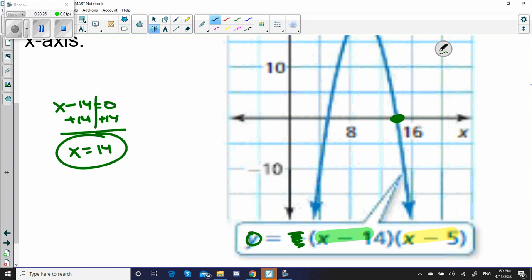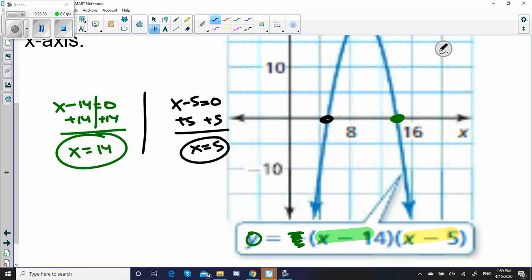And then if I switch colors, the other one is x minus 5 equals 0. So that one is 5. And you can see it's that one right there. So these answers actually mean something. They're not just random numbers. It means where that particular quadratic equation crosses the x-axis, which is why we call them x-intercepts in addition to roots and zeros and solutions.